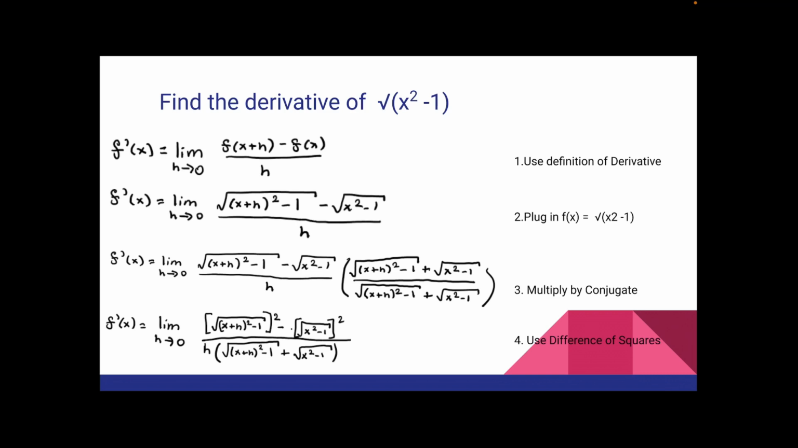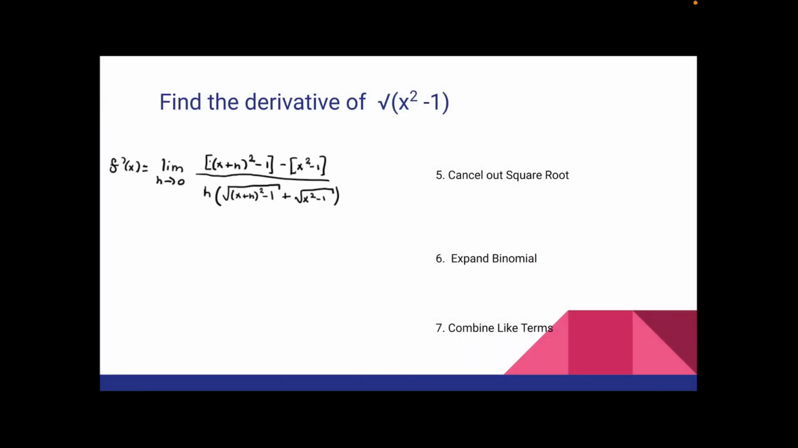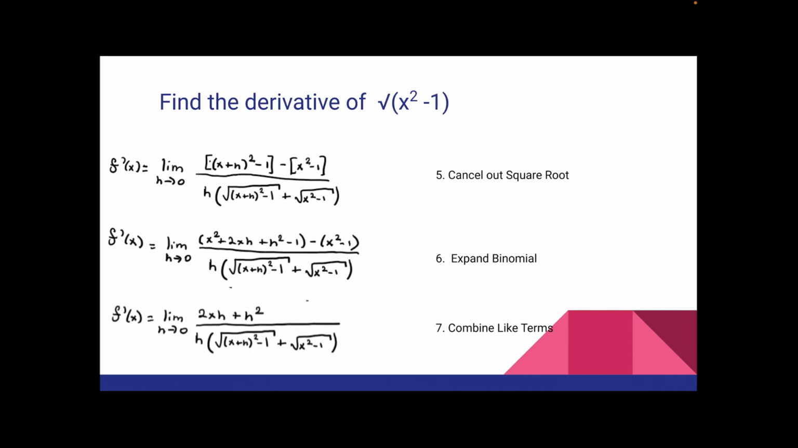So now we end up with square root of x plus h squared minus 1 squared minus square root of x squared minus 1 squared. So the square roots are cancelled out, and we end up with x plus h squared minus 1 minus quantity x squared minus 1. Now I see that the x plus h term is squared, so therefore we can expand the binomial. So we have x squared plus 2xh plus h squared minus 1 minus quantity x squared minus 1. Once we combine like terms in the numerator, we're left with 2xh plus h squared.